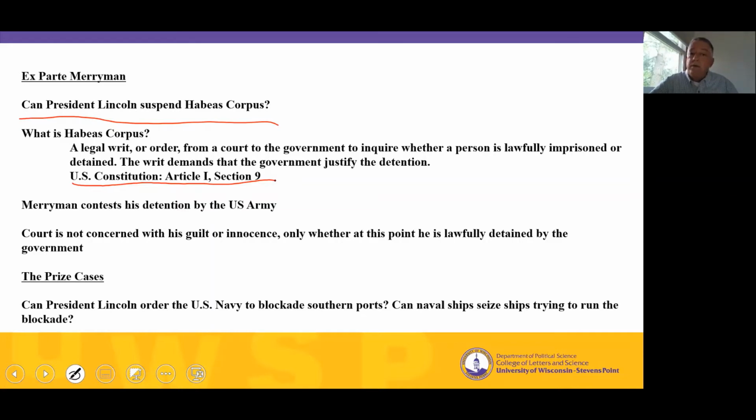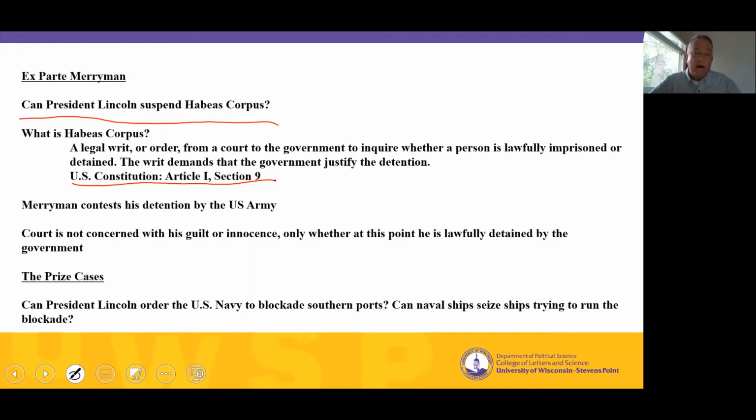But we're not quite sure about the president. Now, we do know that Lincoln is acting in a time of crisis. And he, as he sees it, he must take extreme measures to protect the Union. So we'll encounter that question in a few minutes.